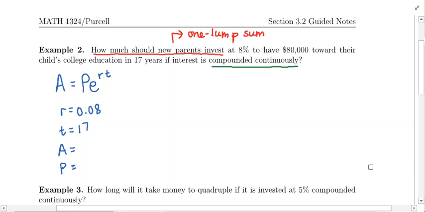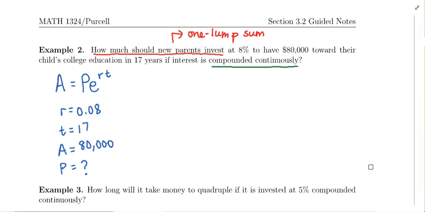P is the amount of the original deposit. That's what we're trying to figure out. What is this one lump sum that these new parents need to deposit? That money will grow to a future value of $80,000 in 17 years. So they want to have an account balance of $80,000 17 years down the road. All right, let's go ahead and plug all of this in.